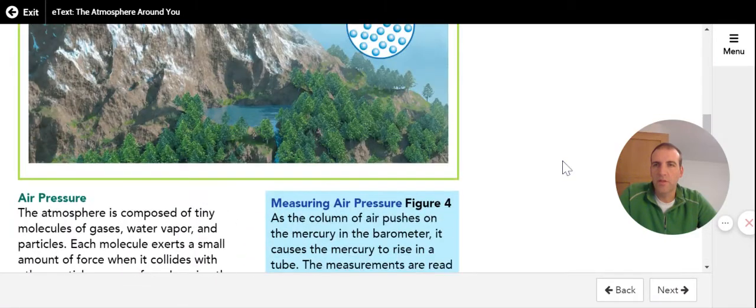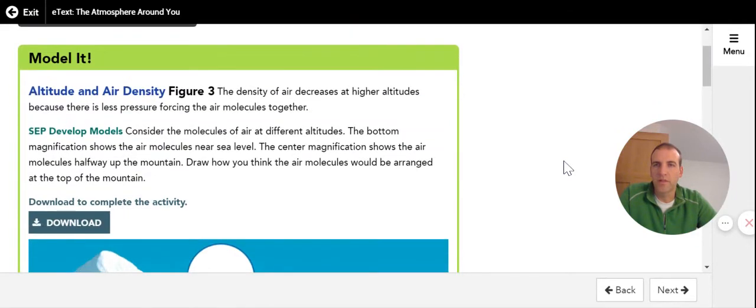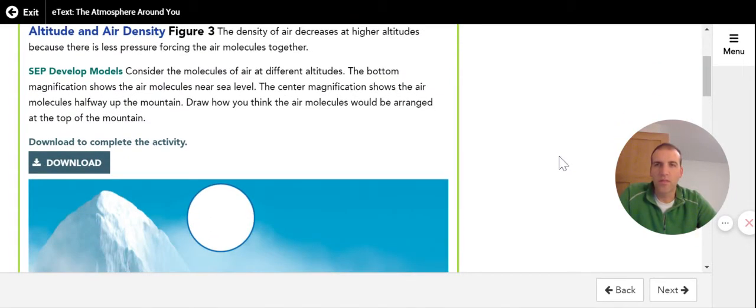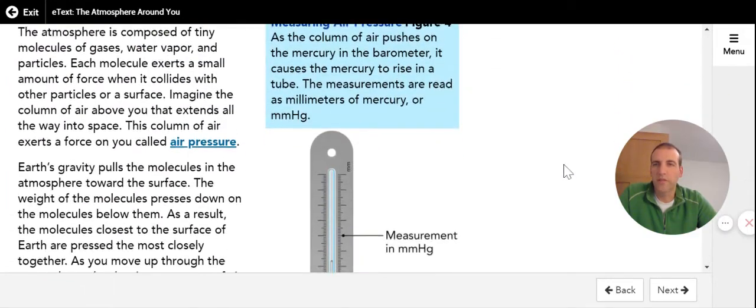The next page starts by talking about air pressure, and there's a modeling activity that goes with this. We're not going to do that in this assignment, though. So I'm going to scroll down here a little bit further.